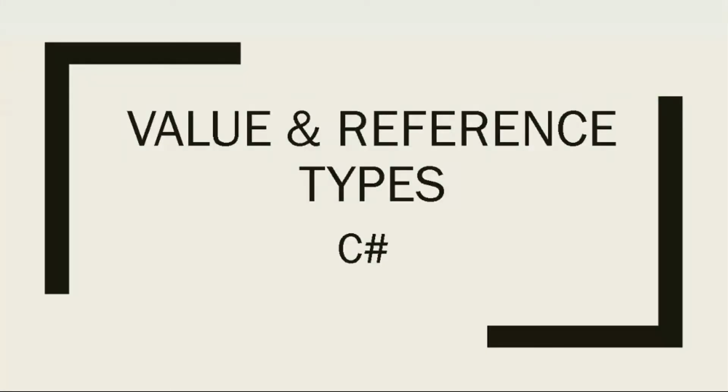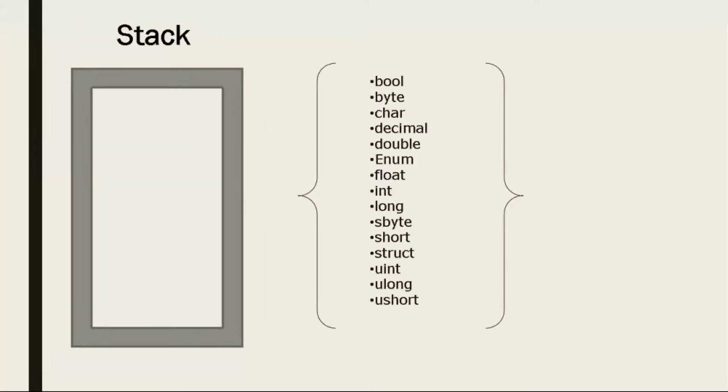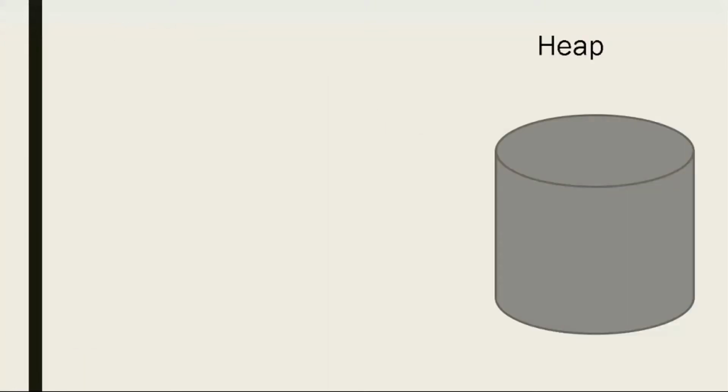Hi, this is a video tutorial where I'm going to explain the difference between value types and reference types. At first, we must note that in C# there are two places where an object can be stored. In general, the stack is used to store variables of value type, such as integers, booleans, doubles, etc. And the heap is responsible for storing variables of reference types such as strings, classes, delegates, and arrays.